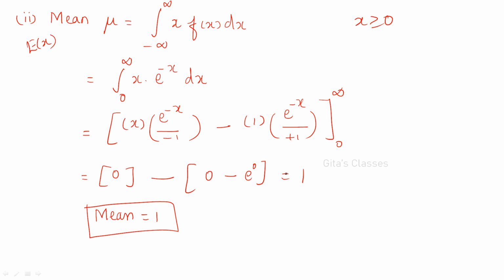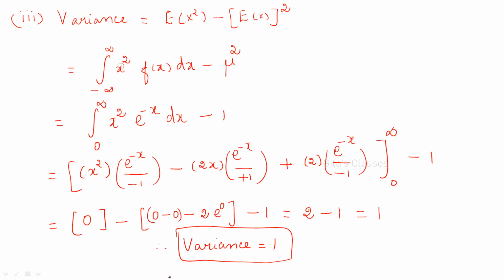Mean is always E of x, the expectation of x. The formula is the integral from minus infinity to plus infinity of x into f of x dx. I hope you remember, if it is a discrete random variable, it is sigma x into the probability function; if it is continuous, then the integral of x into f of x dx. Here I have just substituted and integrated the values. You can go through the steps. If you have any doubts, you can post them in the comment box. I'll answer, but please mention the time where you have doubts.